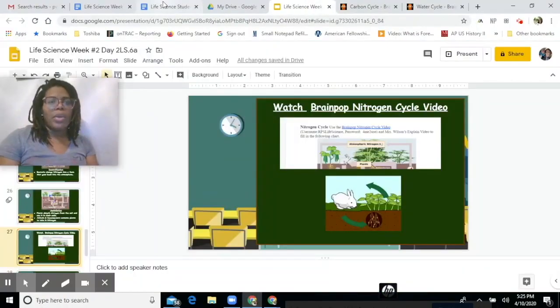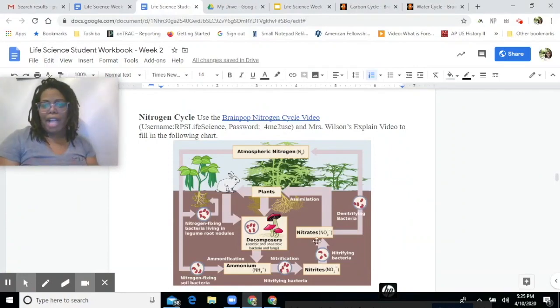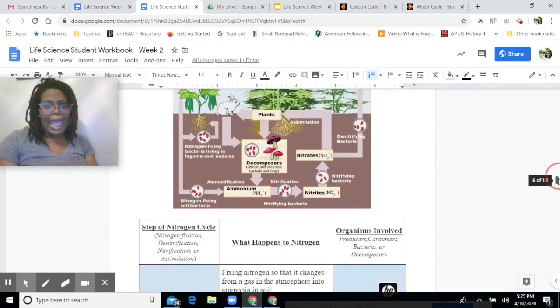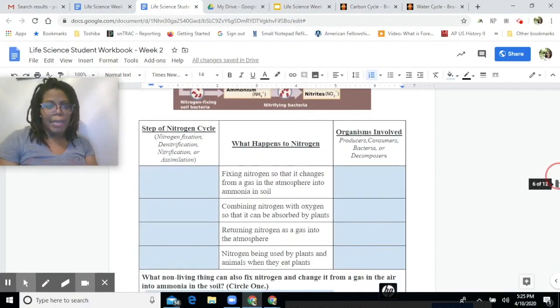All right, so we're looking at our life science workbook. We have our nitrogen cycle page, and we're looking at the chart. It's kind of similar. You see the light blue parts are the parts you're going to be typing in. Here's a word bank for you for the steps of the nitrogen cycle. Your choices are nitrogen fixation, denitrification, nitrification, or assimilation. So those are the words you're going to type in these boxes. I gave you a description.